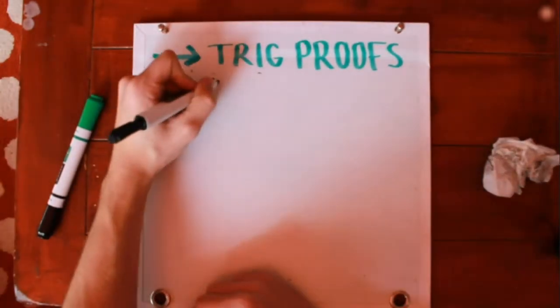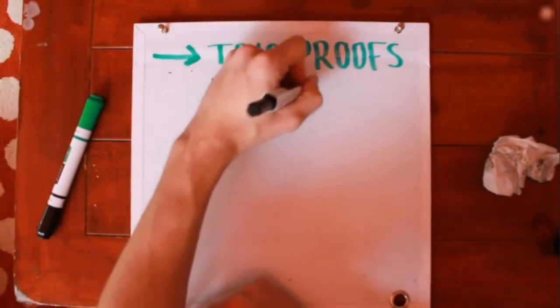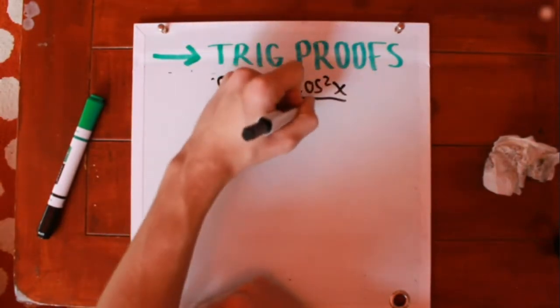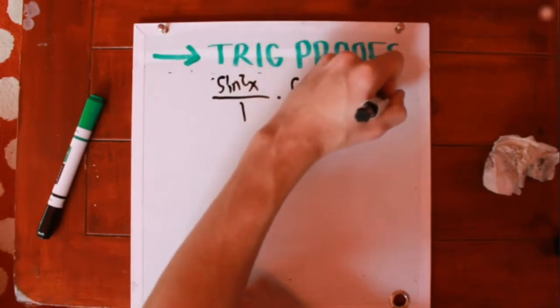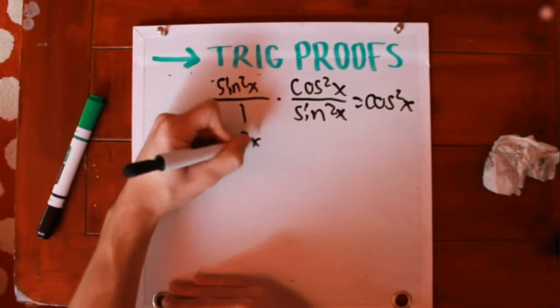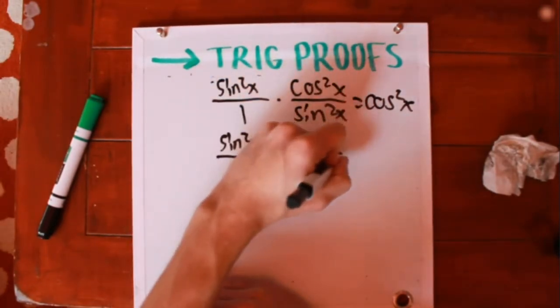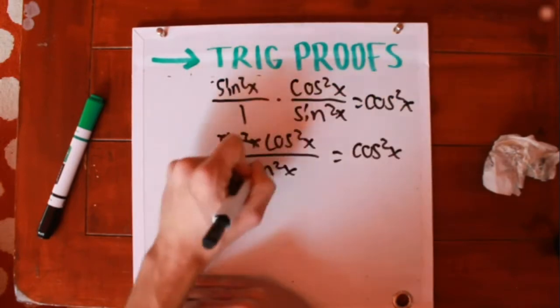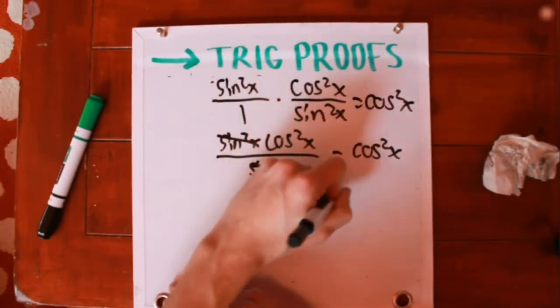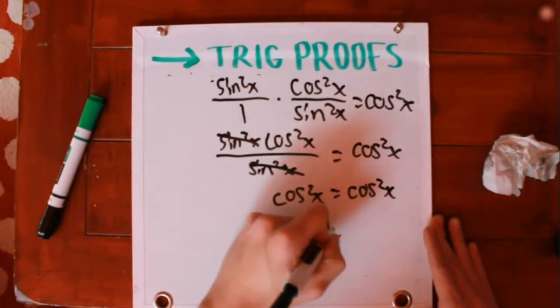Remember that dividing by a fraction is the same as multiplying by its reciprocal, so we get sine squared of x over 1 times cosine squared of x over sine squared of x equals cosine squared of x. This simplifies to sine squared of x times cosine squared of x divided by sine squared of x equals cosine squared of x. And now we can factor out the sine squared of x to finally get that cosine squared of x equals cosine squared of x. Hopefully that made sense, and if it didn't, don't worry, this is going to be the only trig proof I'll show you in this series.